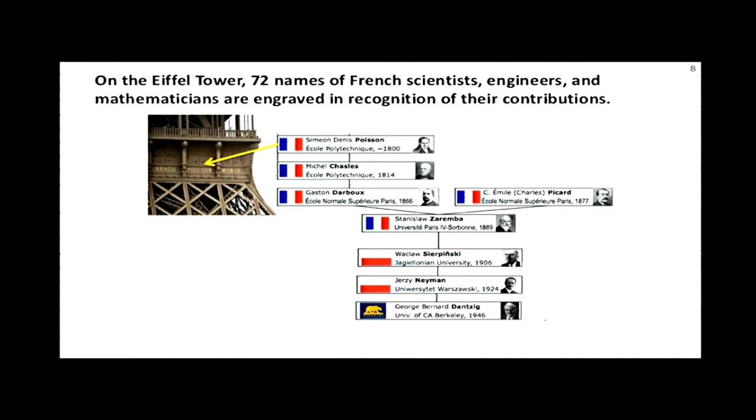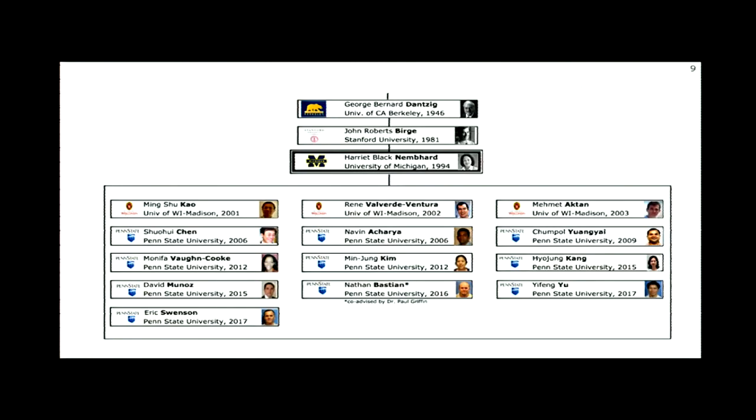If you go down the academic genealogy, his advisees, you come to George Dantzig, who is very well known in operations engineering as a developer of the simplex method for solving linear programs. And his student was John Birge, who was my advisor. So my students always get a kick out of this.